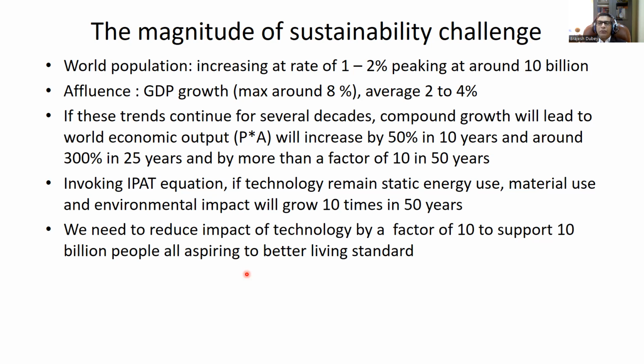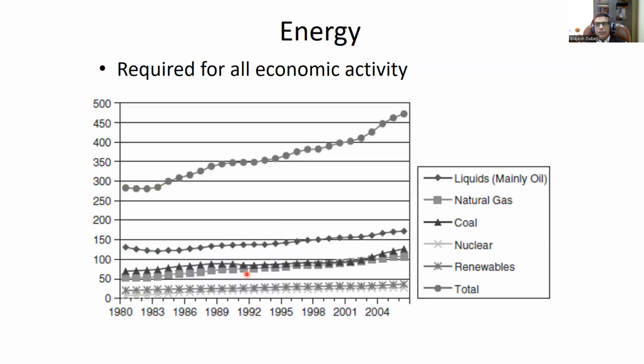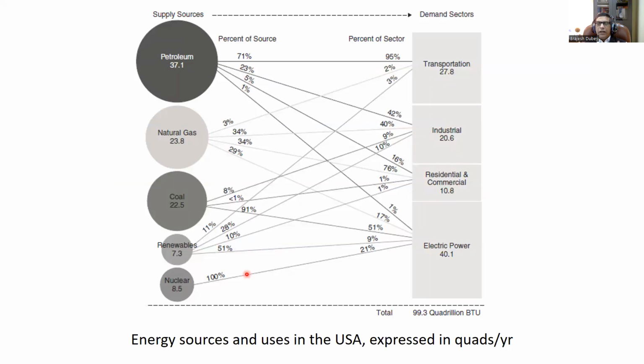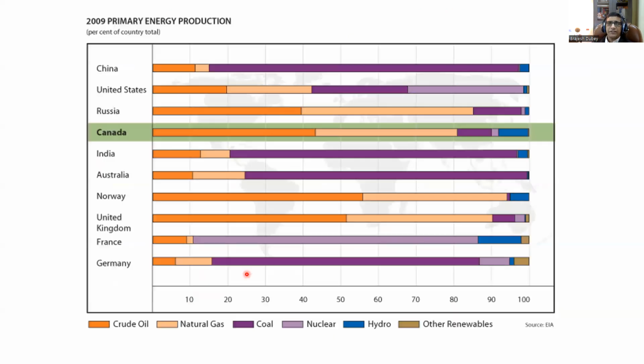So we need to reduce the impact of technology by a factor of 10 so that we can have a better living standard. We are losing a lot of energy, different forms of energy. Fossil fuel is still used, and renewables are comparatively less in use. Energy usage, again, you have petroleum, natural gas, coal, renewables, and where they're used the most: transportation sector, industrial, residential, commercial, electric power. Those are the sectors.